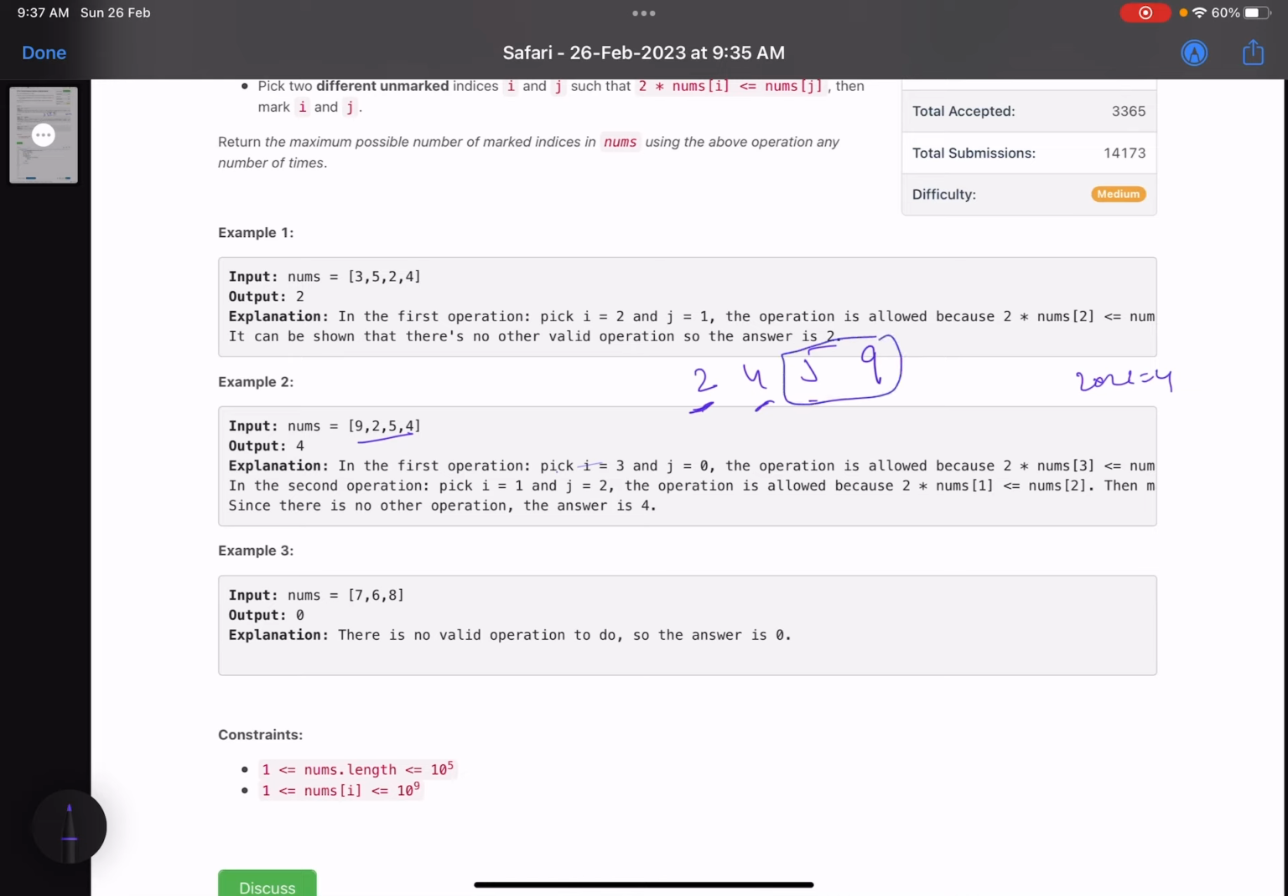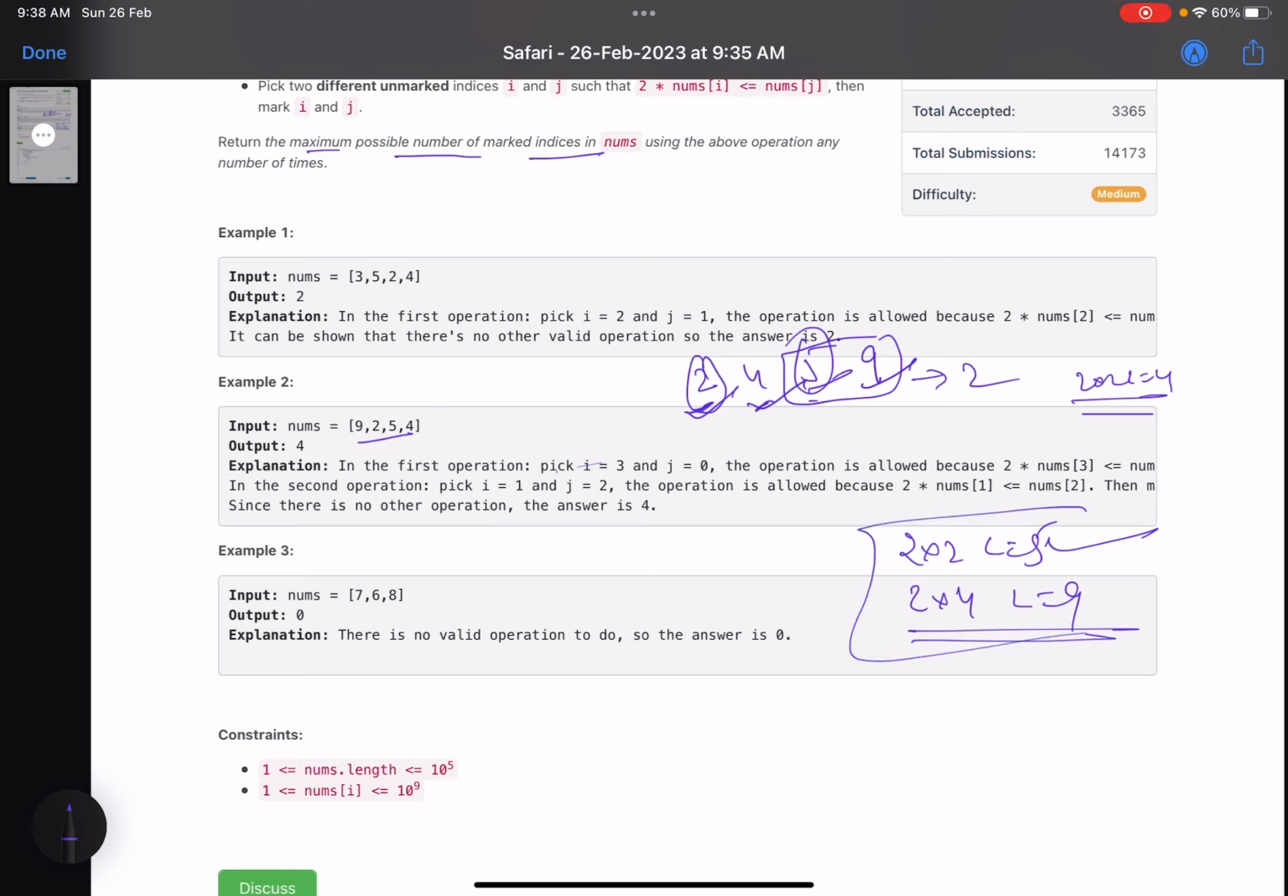So in this case, if I pick 2 and 4 to form a pair, only two indices will be visited. However, I need to return the maximum possible number of marked indices. So what is the other possibility? Let's make a pair of 2 and 5, because again 2 times 2 is less than or equal to 5. Then 4 and 9 will also form a pair because 2 times 4 is less than or equal to 9.